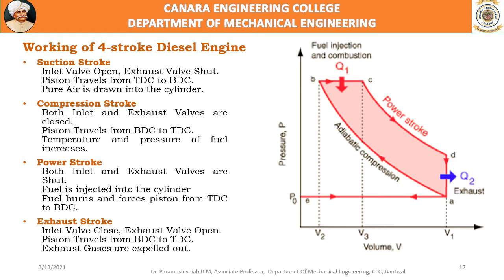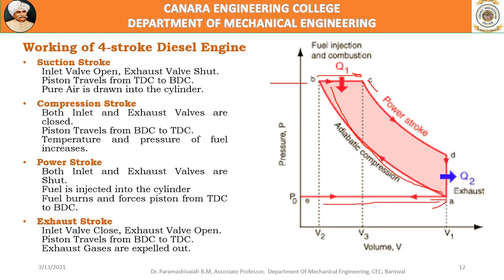Similar to the Otto cycle, there are the same processes. Here we say 0 to A is the suction stroke, where air is drawn into the cylinder. Then A to B is the compression stroke. Air is compressed to high temperature and pressure. Then B to C is heat addition, injection of fuel, and burning takes place. But you observe the pressure at B is equal to the pressure at C. So it is a constant pressure heat addition process.